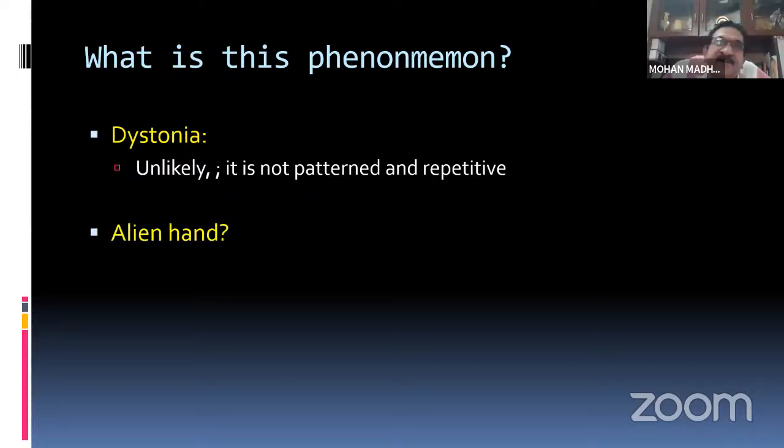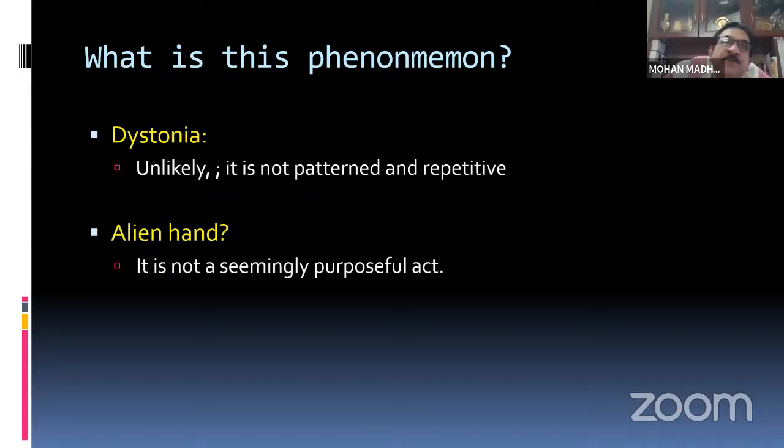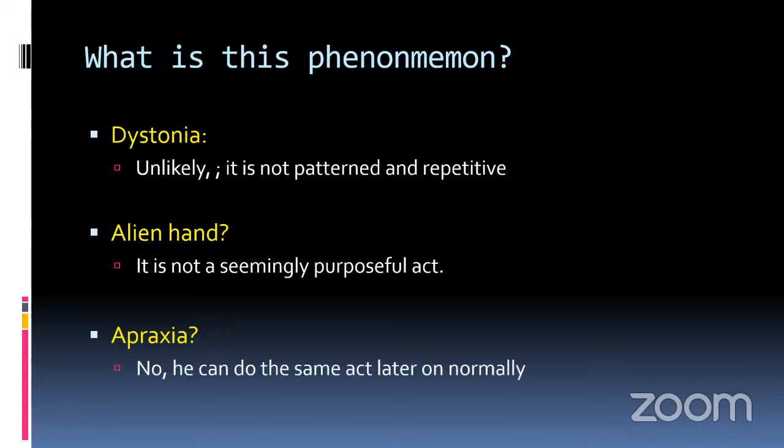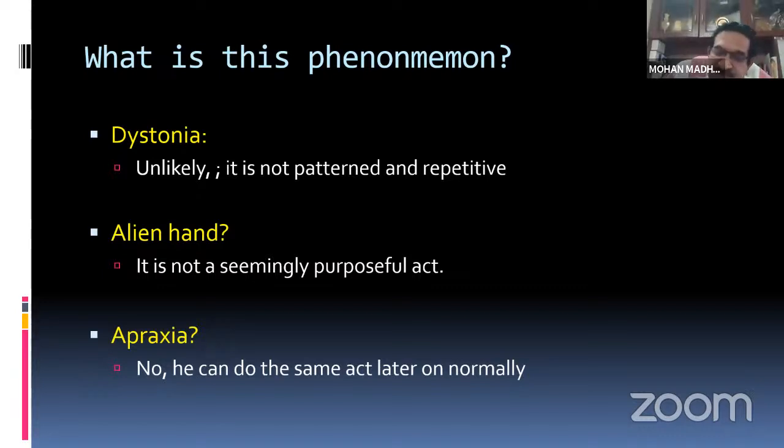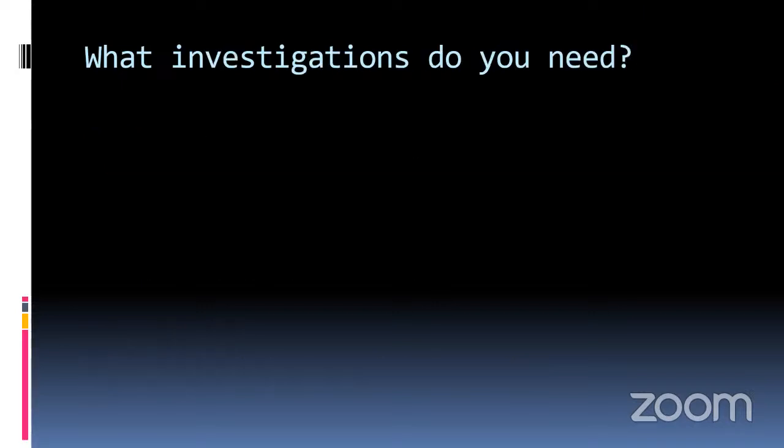That can be alien hand. It's unlikely to be alien hand, because alien hand is usually an act which the patient performs. It is not a movement like flexing or opening like that. It's a purposeful act. Even though it is out of control of his hand, it is not an alien hand. Is it apraxia? Not at all, because he can do the same act later on normally. So that means it's not apraxia. So dystonia is a possibility which you can't exclude. Any other possibility you want to consider? Tonic seizure, sir. Yeah, that's it.